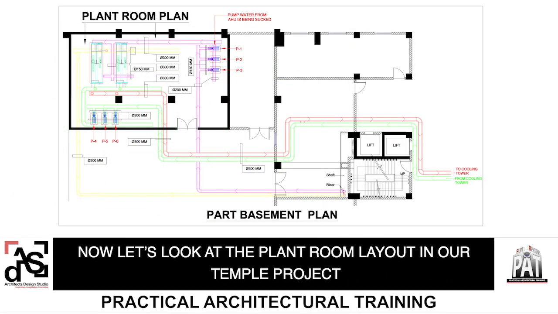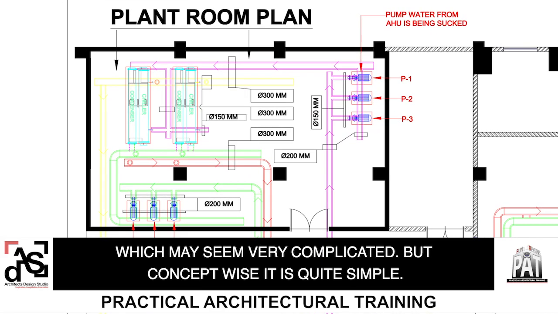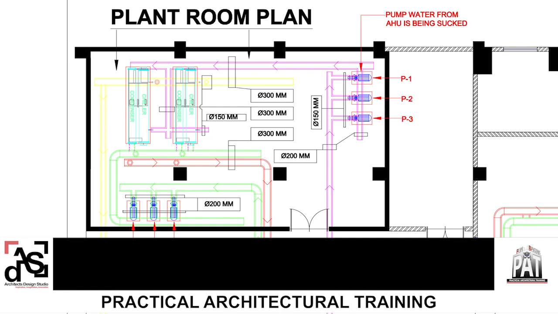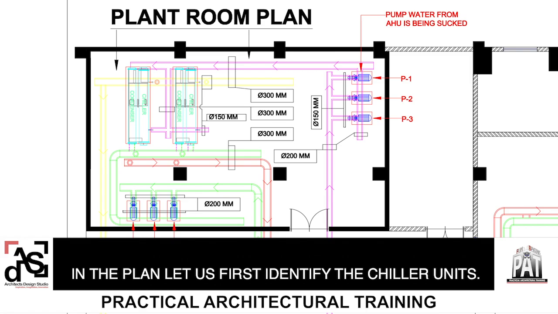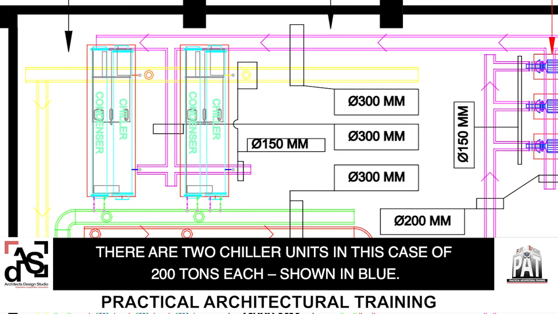Now let us look at the plant room layout in our temple project, which may seem very complicated, but concept wise it is quite simple. In the plan, let us first identify the chiller units. There are two chiller units, in this case of 200 tons each, shown in blue.